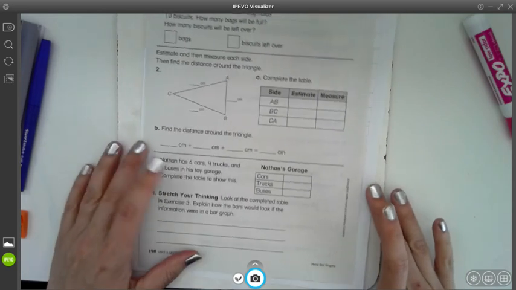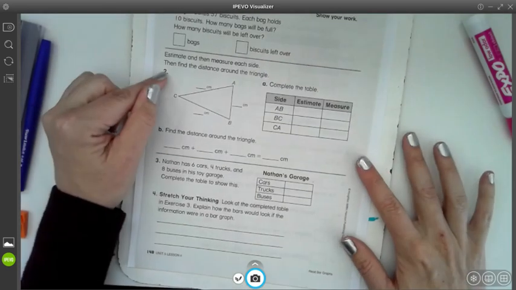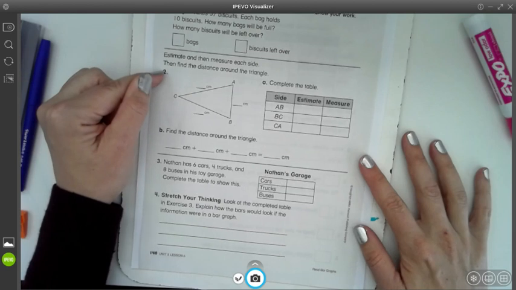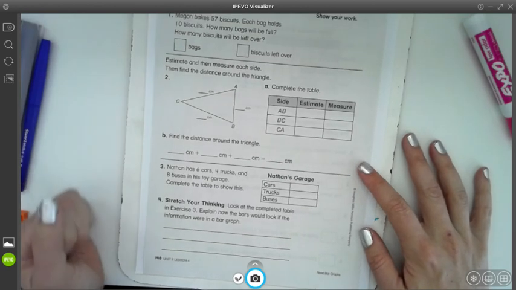And on the back, this is a revisit to some of the work that we've done in previous units.